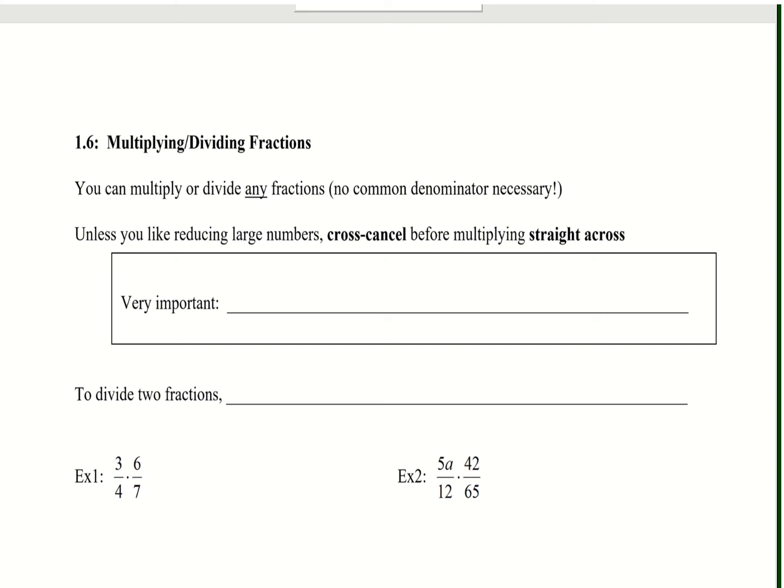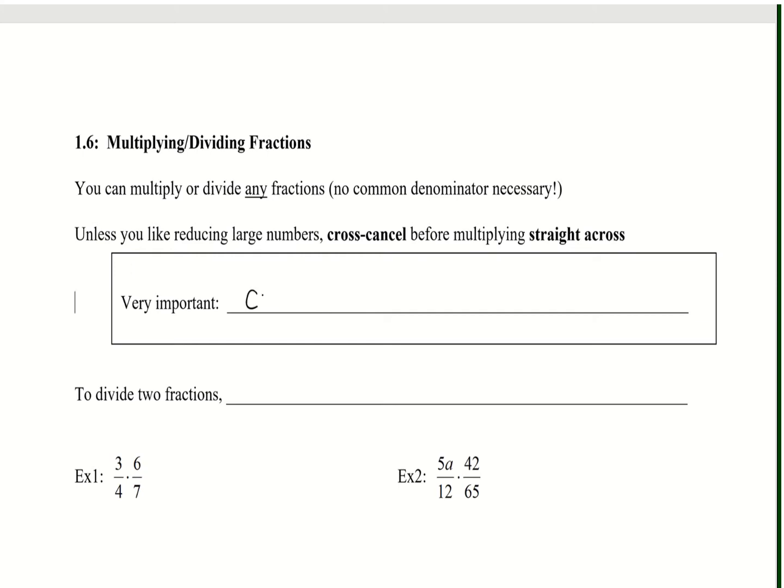Welcome to section 1.6, multiplying and dividing fractions. You can multiply or divide any fractions. No common denominator is necessary. Now, unless you like reducing large numbers, cross-cancel before multiplying straight across.